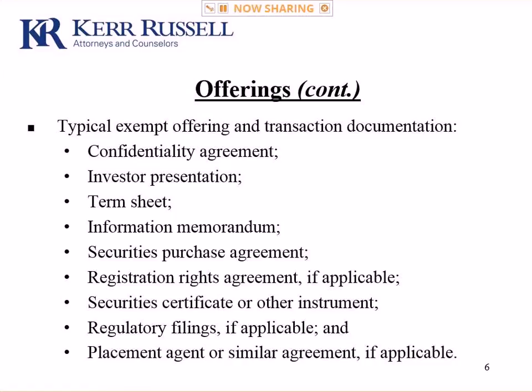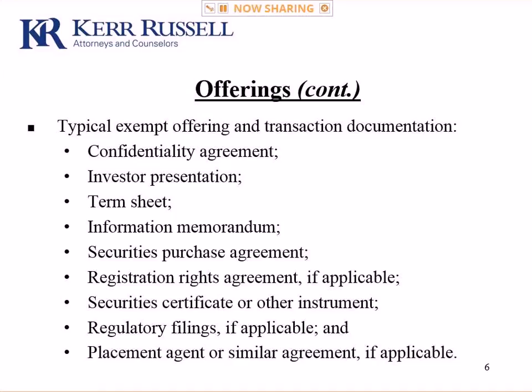In terms of does this list have to be satisfied in each and every offering? Well, not necessarily. A lot of it's going to depend upon the size, the cost, the complexity, and the like. Let me speak for a few minutes as to what each of these documents are all about. The first one listed is a confidentiality agreement, often referred to as a non-disclosure agreement.